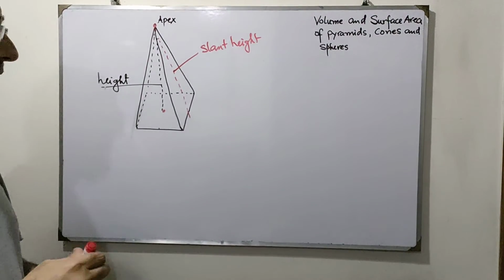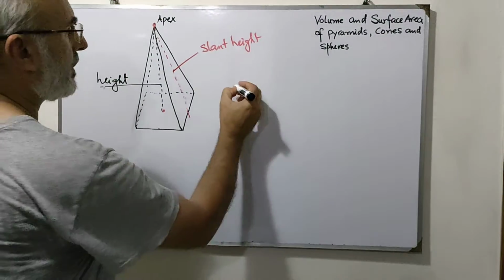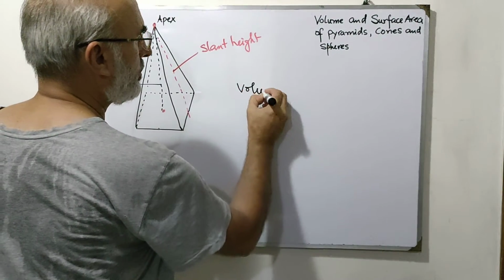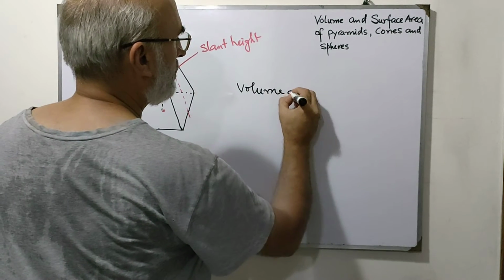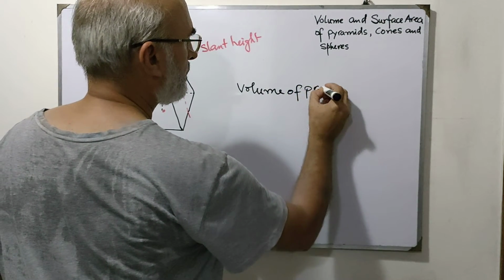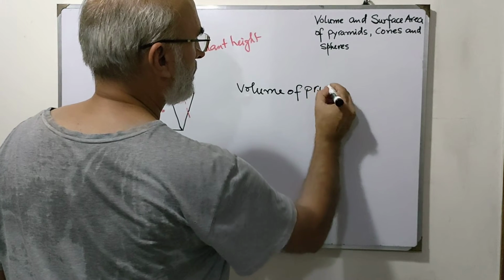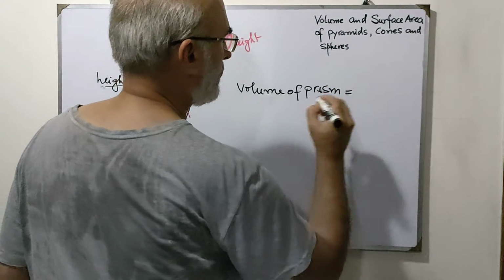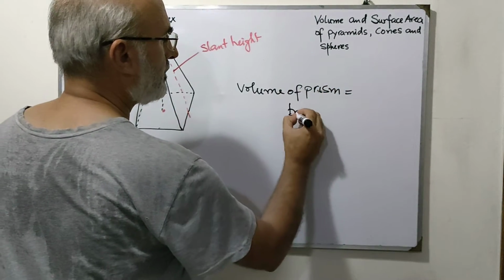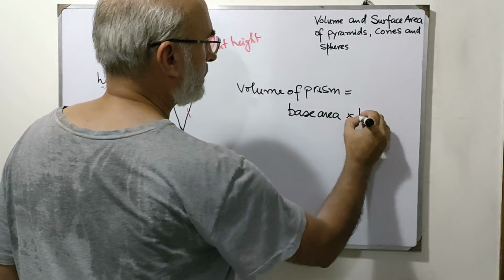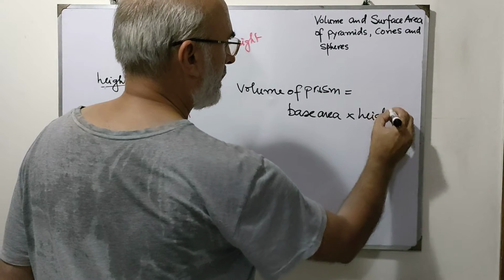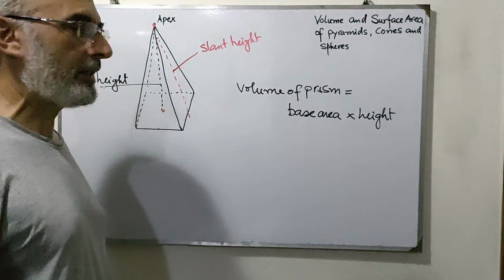Now, in case of a prism, volume of a squared prism, we have just talked, volume of prism is equal to base area into height, right?